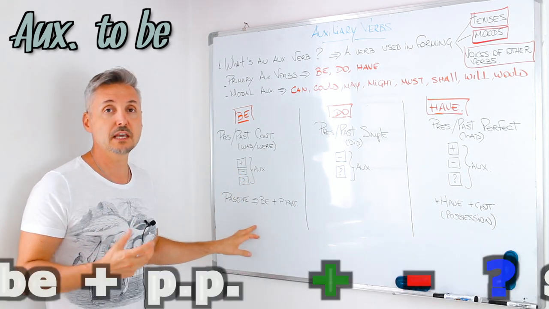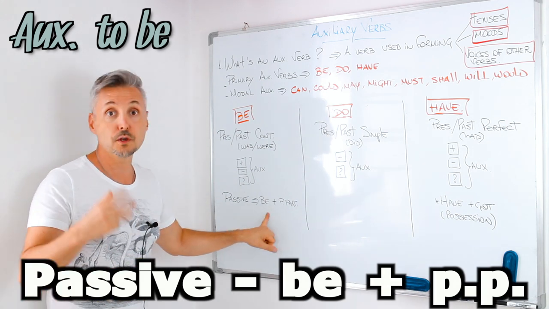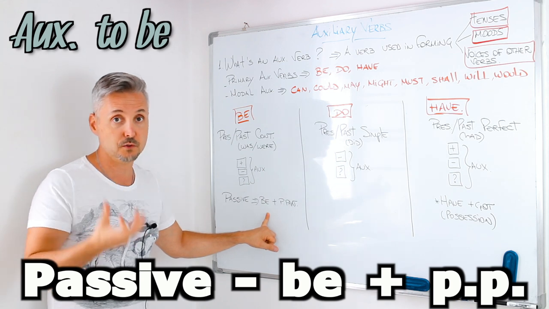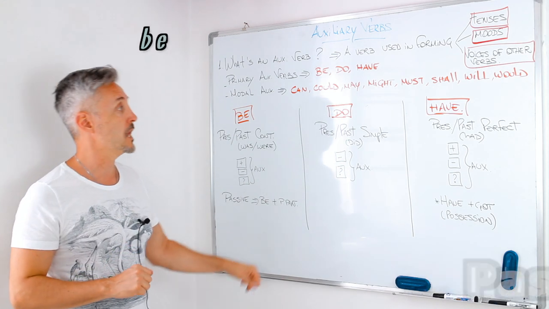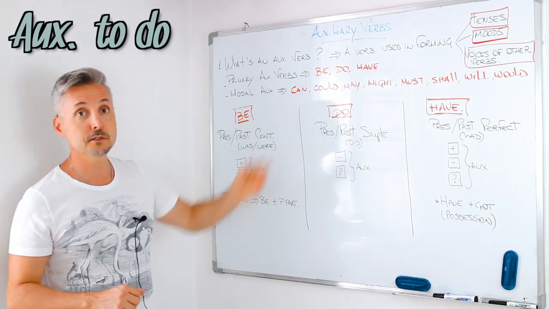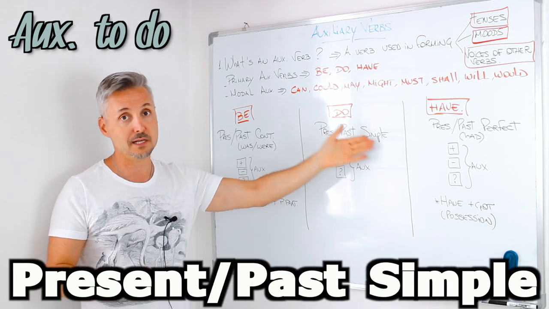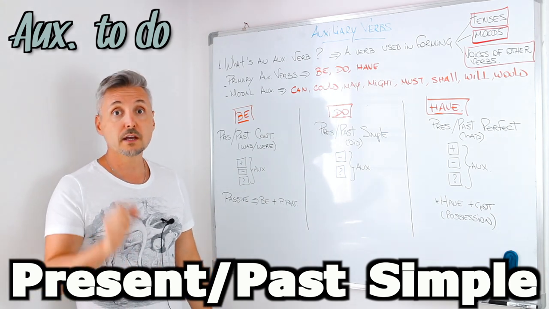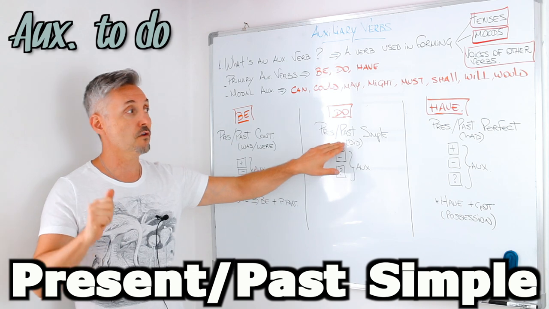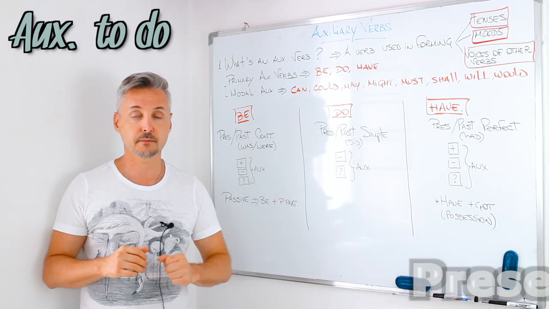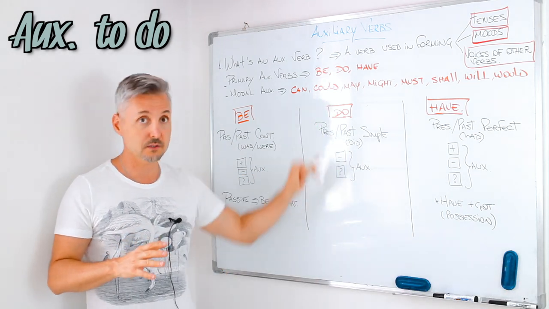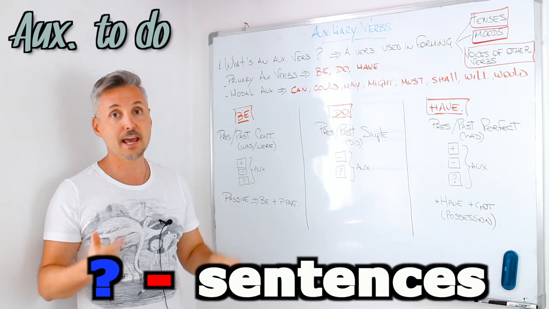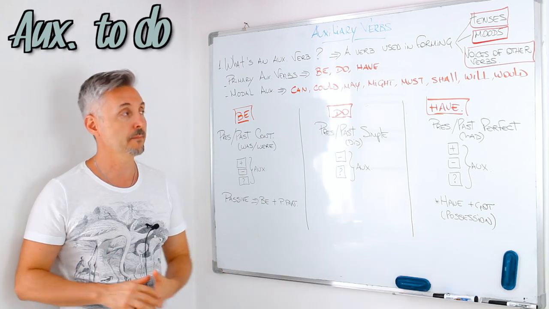We also use be for passive. And you need to remember that we use the auxiliary verb to be plus the past participle. Now, let's look at do. We use do for the present simple or the past simple. Remember that the third person singular is does, and for the past simple is did. And here we use the auxiliary do or does for interrogative and negative sentences only.